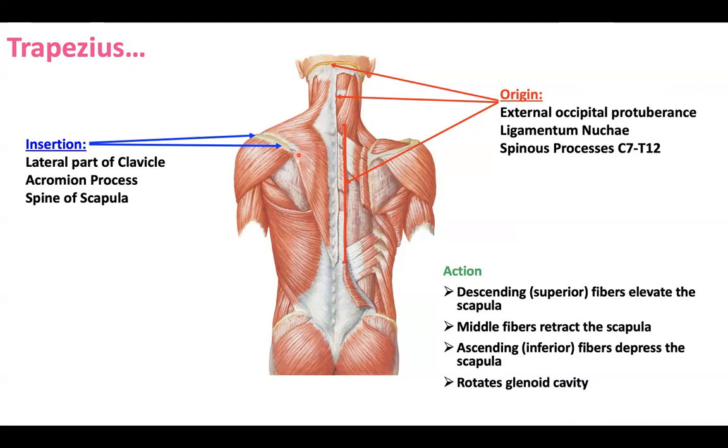But when all the fibers work together, they act on the physiological scapulothoracic joint and rotate the glenoid cavity superiorly. This helps us reach above our head, to comb our head or scratch our head. Trapezius is innervated by the 11th cranial nerve, the spinal accessory nerve. In addition to trapezius, the spinal accessory nerve innervates the sternocleidomastoid muscle.